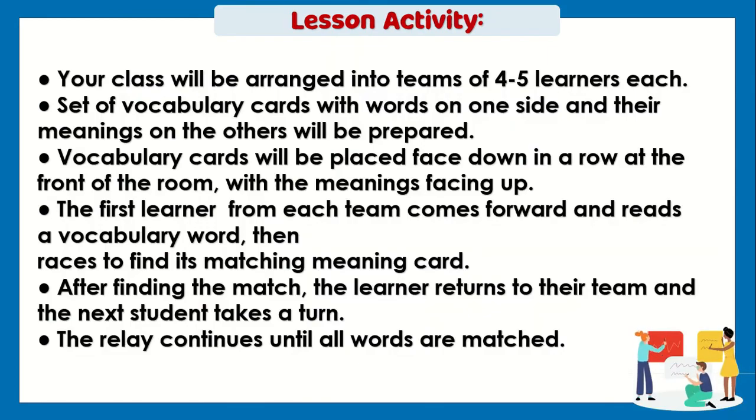For the lesson activity, your class will be arranged into teams of 4 to 5 learners each. A set of vocabulary cards with words on one side and their meanings on the other will be prepared. Vocabulary cards will be placed face down in a row at the front of the room, with the meanings facing up. The first learner from each team comes forward and reads a vocabulary word, then races to find its matching meaning card. After finding the match, the learner returns to their team and the next student takes a turn. The relay continues until all words are matched.